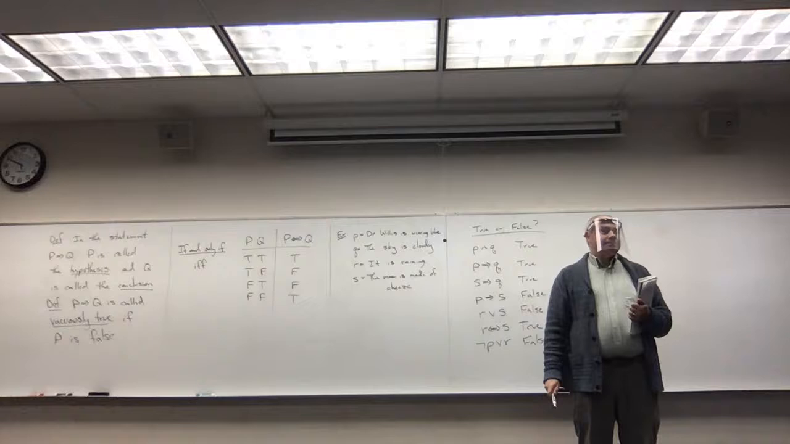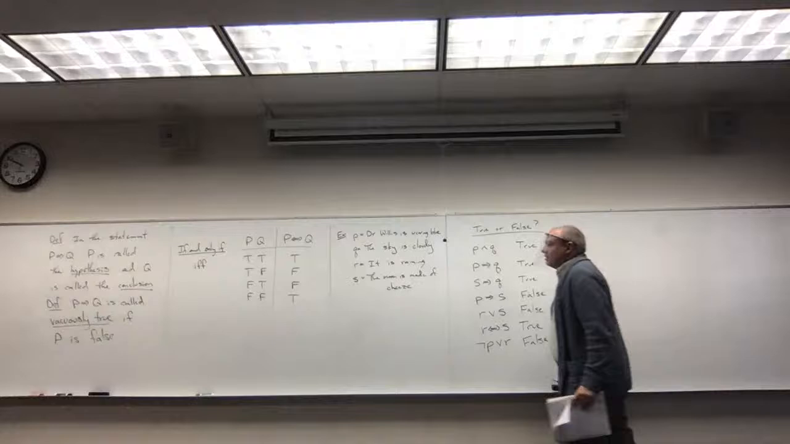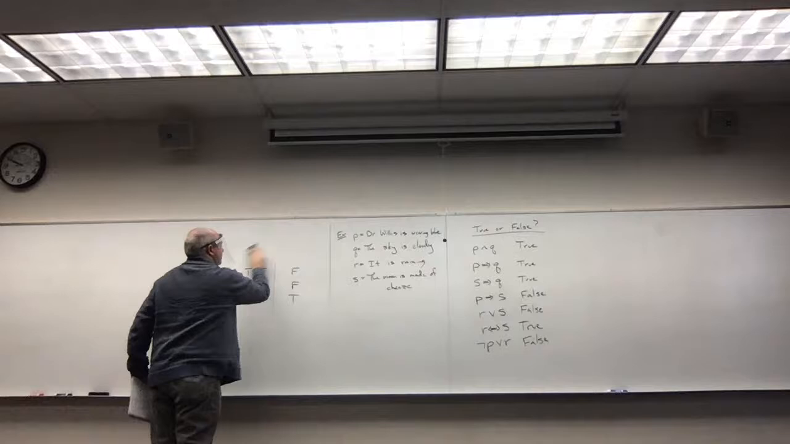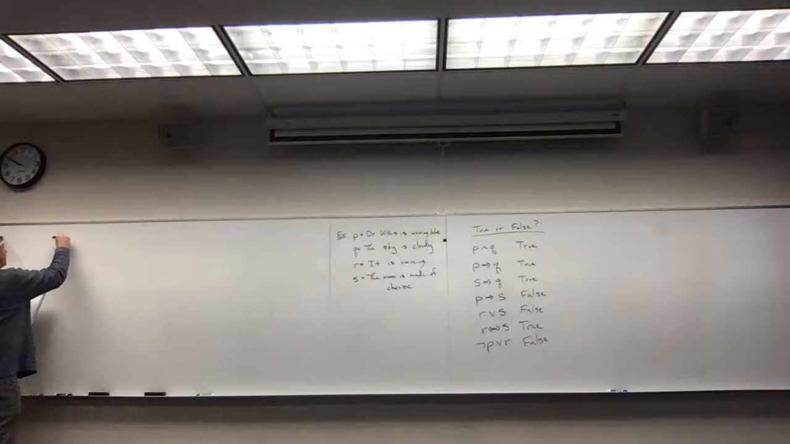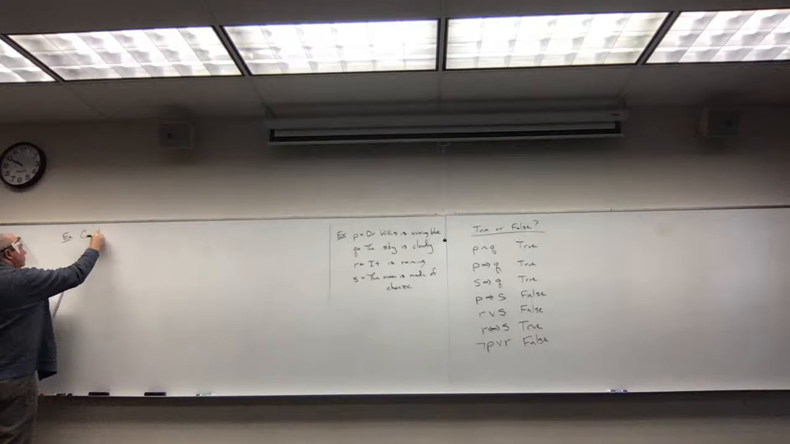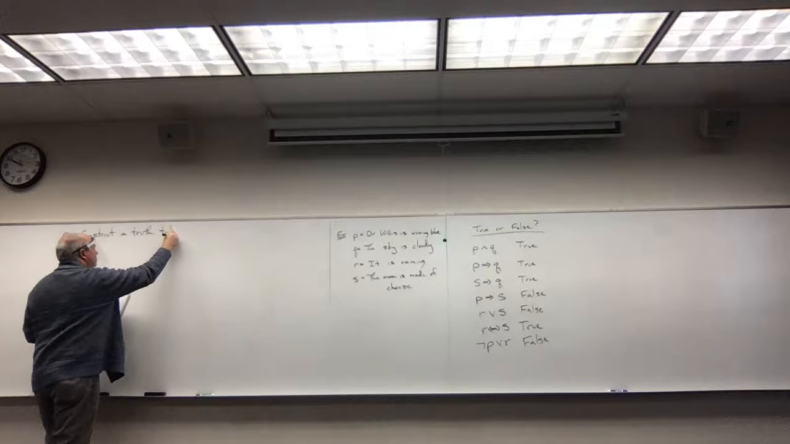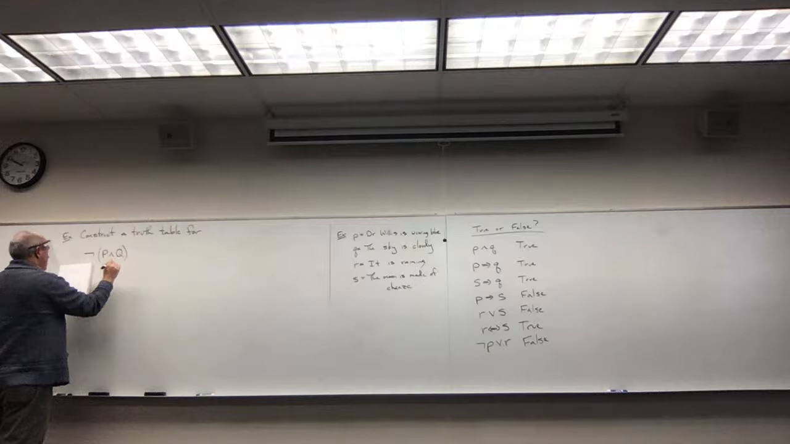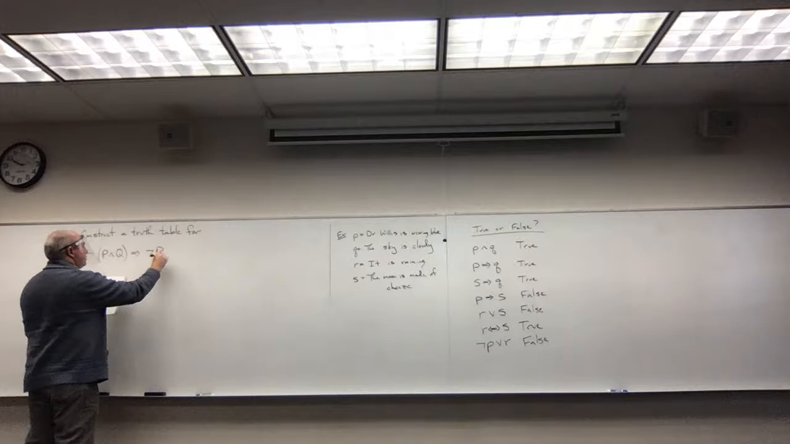Anything else? Okay. Let's do something more interesting. I'll move back here. Give myself one more space. So, for example, let's construct a truth table for the statement not P and Q implies not P and not Q.